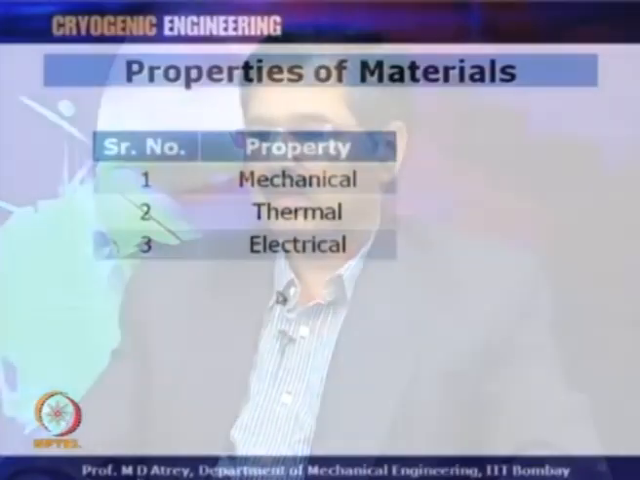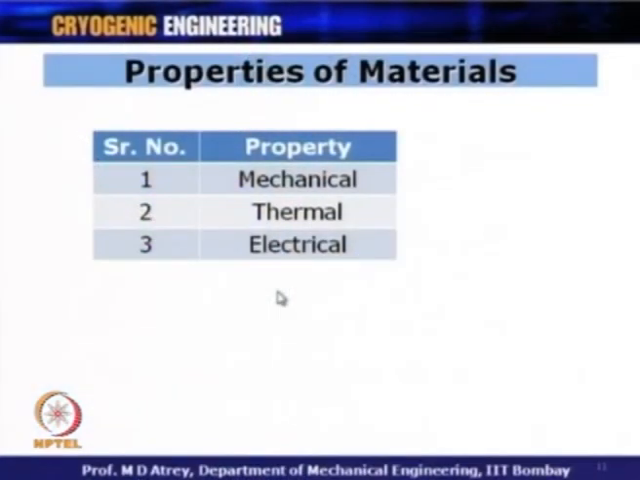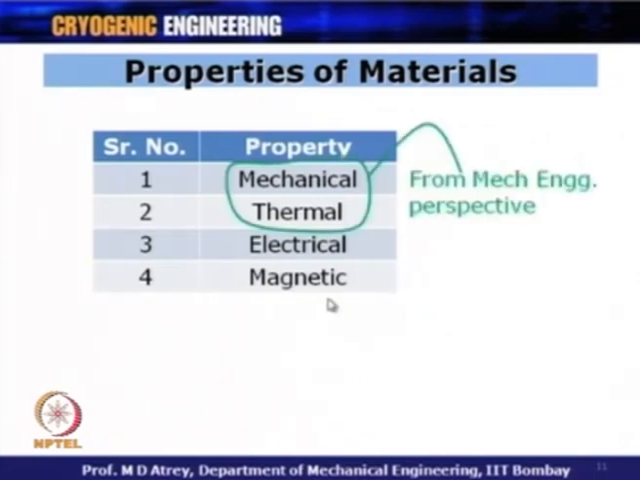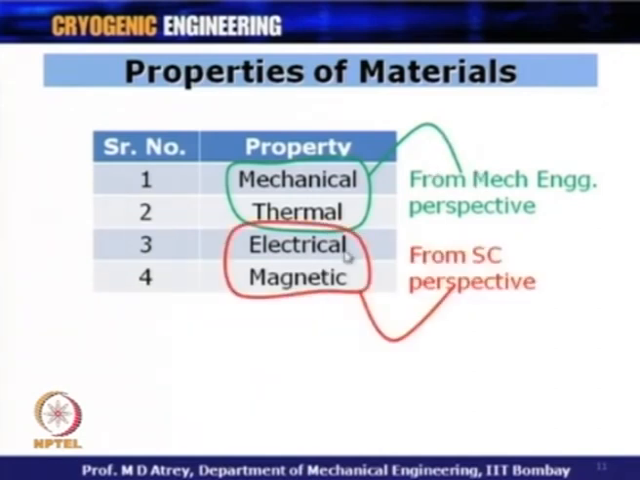With this background now, we will try to study various properties of material, which are mechanical properties, thermal properties, electrical properties, magnetic properties. There are several of these properties which we can study. Because this course is meant for mechanical engineers, I am going to talk about mechanical properties and thermal properties from the mechanical engineering point of view. While there are several electrical and magnetic properties, which I think we will not bother about so much, I will cover these properties in terms of superconductivity.